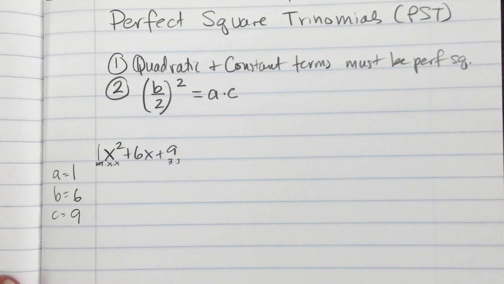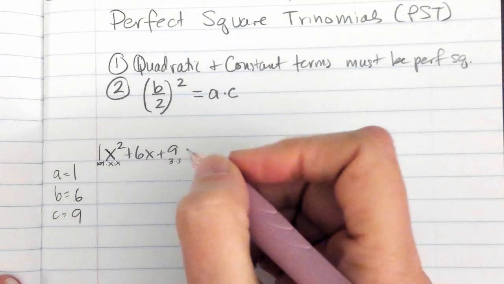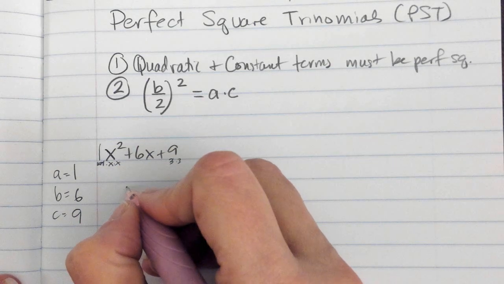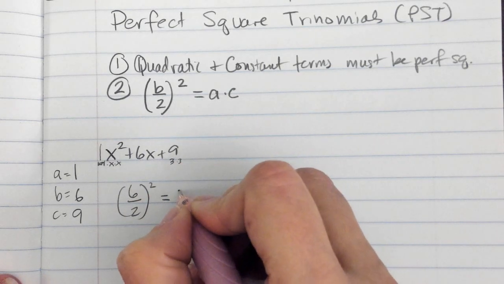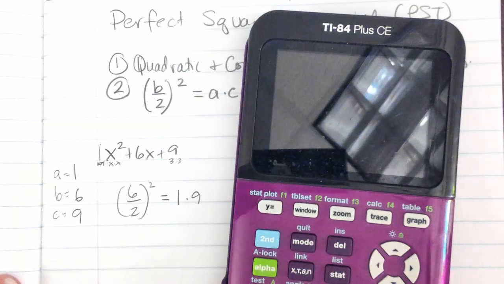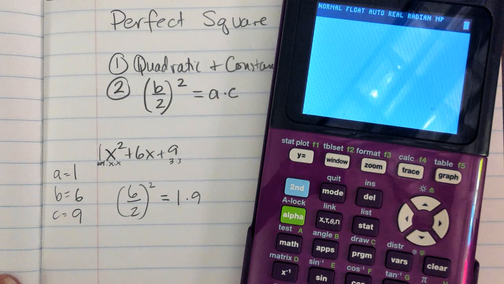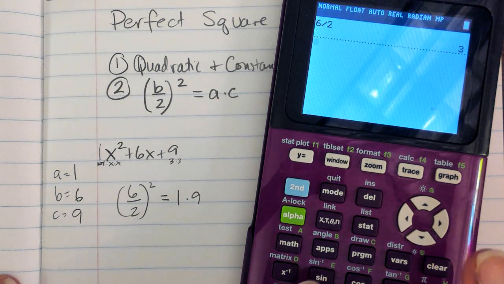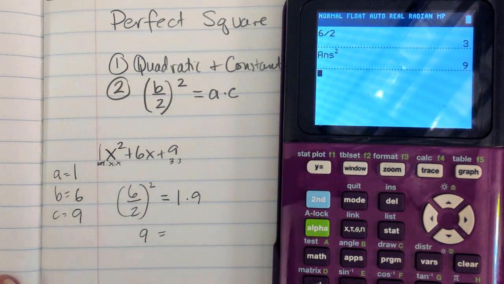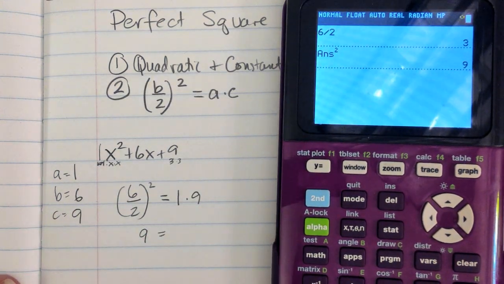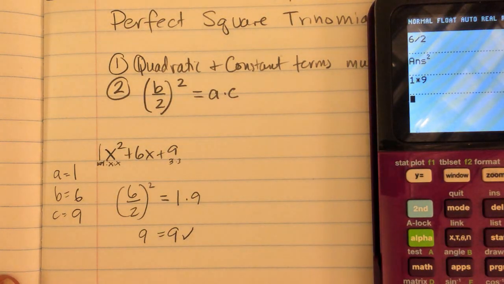The next thing that has to be true is (b over 2) squared has to equal ac. So I'm going to just write myself an expression. Okay, (6 over 2) squared has to equal 1 times 9. Well, I have a calculator. I'm just going to use my calculator. Yep, my battery's low. It's very angry. Okay, so 6 divided by 2 squared is 9. 1 times 9 is 9. That's true, so this is a perfect square trinomial.